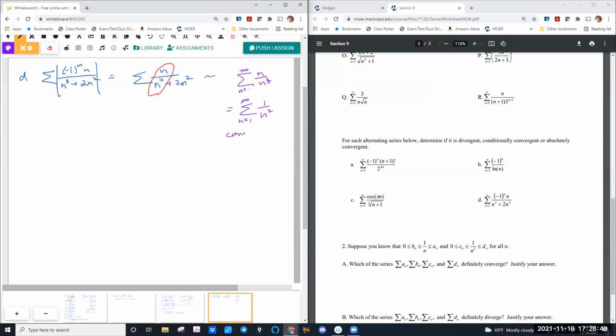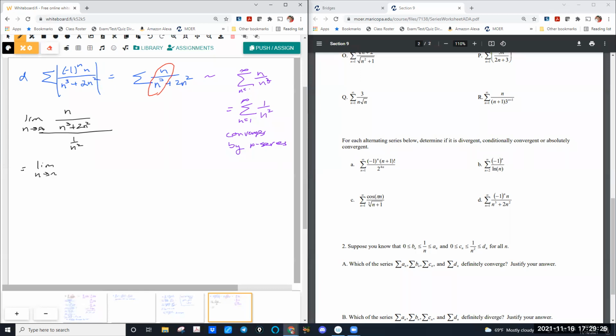This we know converges by p-series. So what we'll do, again, I'm a fan of the limit comparison test, but you could easily do a comparison test on this one too. So we'll do a limit comparison test. So limit as n goes to infinity of n over n cubed plus 2n squared all over 1 over n squared. So we'll flip that denominator and multiply.